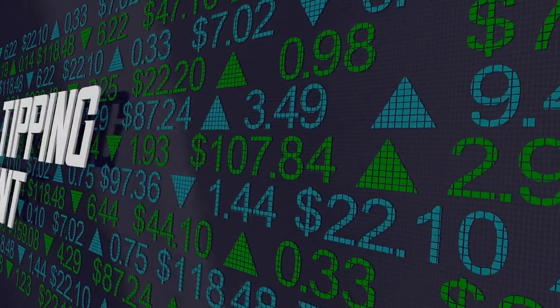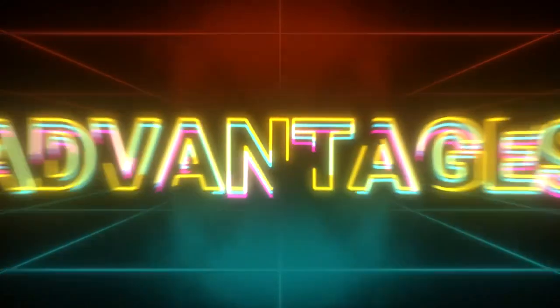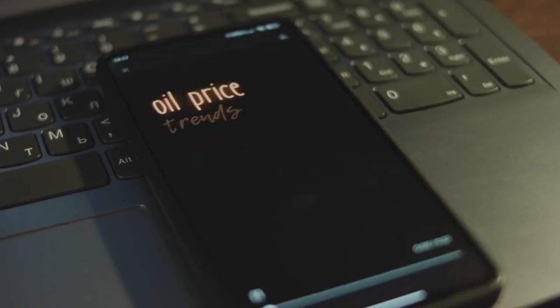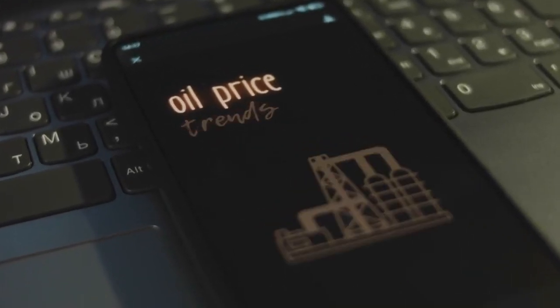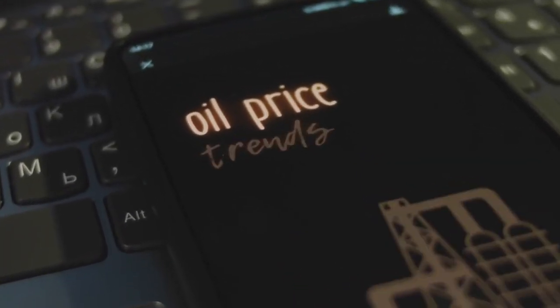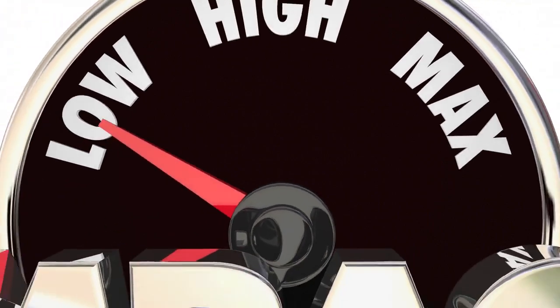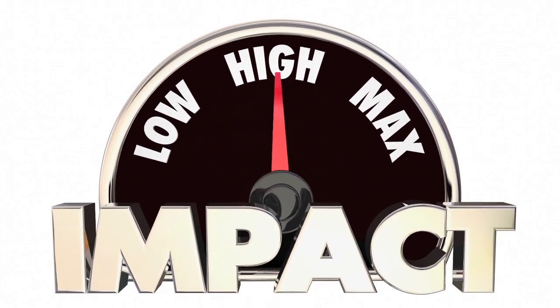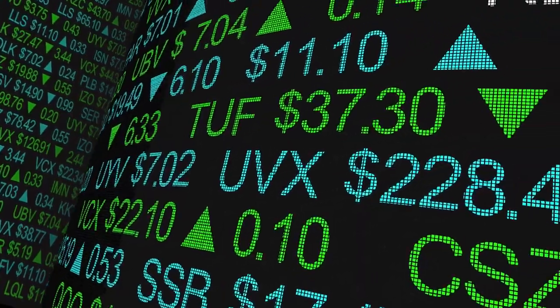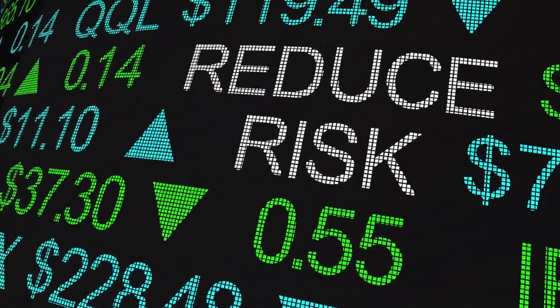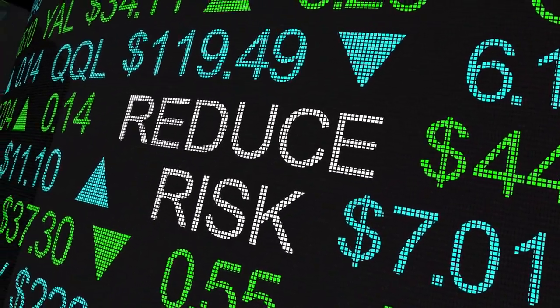Advantages and disadvantages of cross-hedging. Some advantages to cross-hedging are: 1. Flexibility. Allows hedging when direct hedging instruments are unavailable. 2. Cost-effective. Often cheaper than finding a perfect hedge. 3. Risk diversification. Diversifies risk across different but related markets.